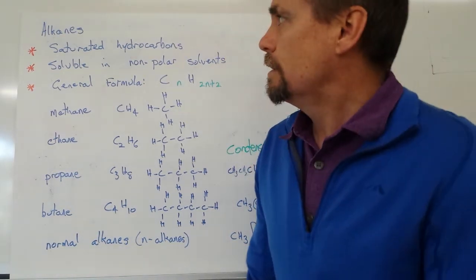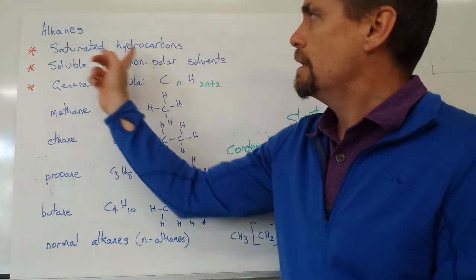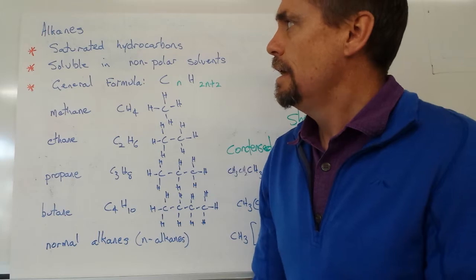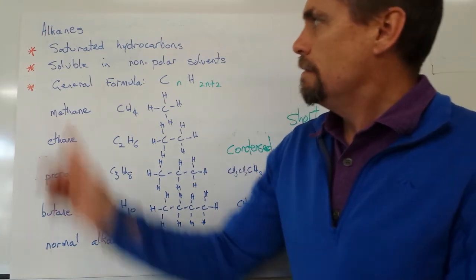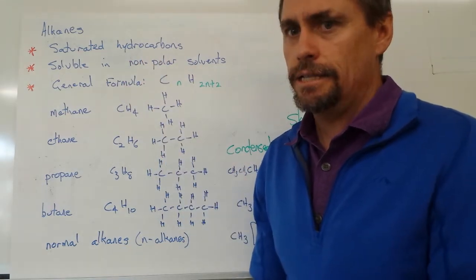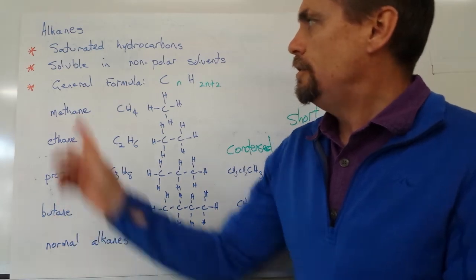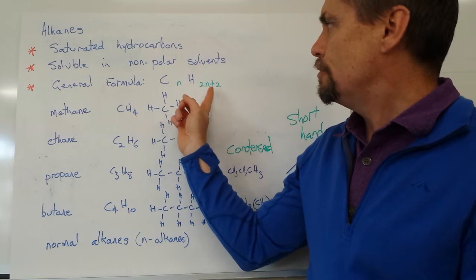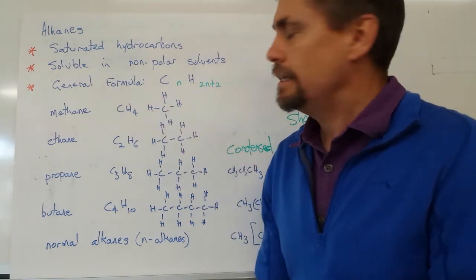Okay, let's have a look at a group of hydrocarbons called the alkanes. They're known as saturated hydrocarbons because they contain carbon and hydrogen only, and the carbons and the hydrogens are all single bonded. They're soluble in non-polar solvents, generally insoluble in polar solvents such as water. The general formula for alkanes is CnH2n+2, where n represents the number of carbons in the chain for the alkane.